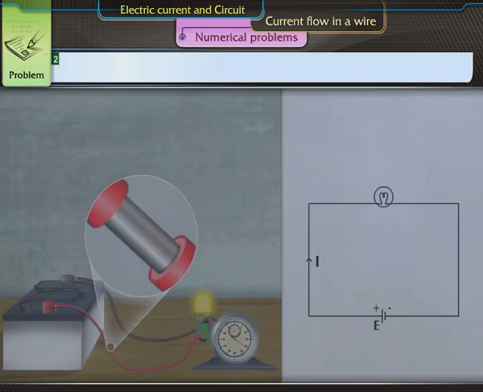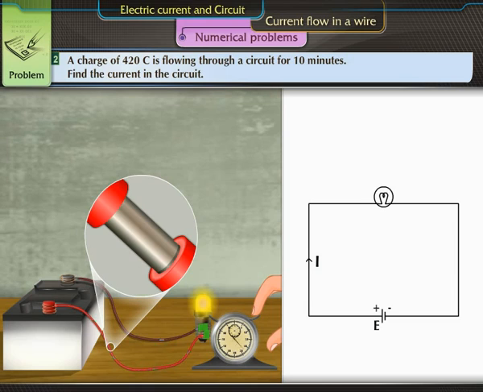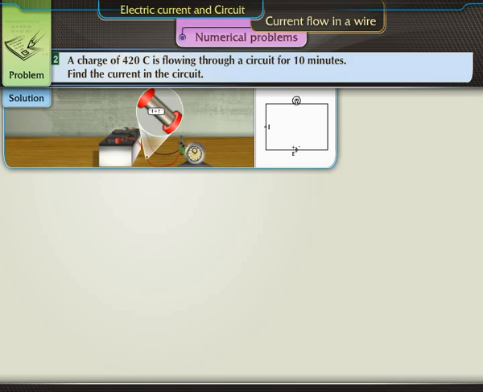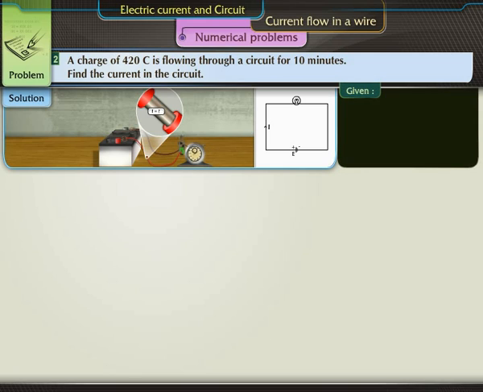Problem 2. A charge of 420 coulombs is flowing through a circuit for 10 minutes. Find the current in the circuit. Solution. Let us write the given data. Charge Q is equal to 420 coulombs. Time t is equal to 10 minutes, which is equal to 10 multiplied by 60 seconds, which is equal to 600 seconds.